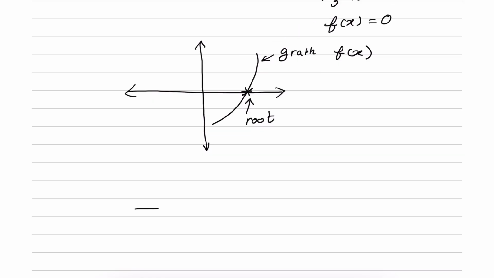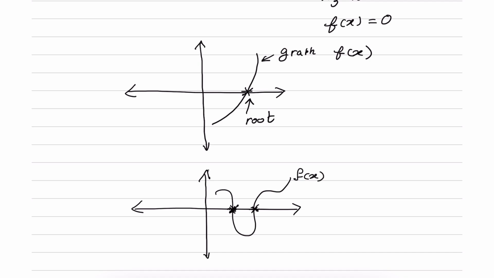Let's say you have another graph. This time it is something like this. So here we have two roots. One is this, where the graph is cutting the x-axis at this point, and the graph is cutting at this point. Let's say this was the graph of some function f of x.